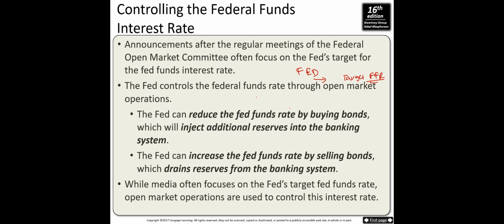Remember, by buying bonds, the Fed is injecting dollars into the banks, to the public. So the dollars are going out, and in return bonds, pieces of paper, are going to the Fed. If that happens, the banks do not need to borrow from each other, and therefore the federal funds rate goes down. So the Fed can reduce the federal funds rate by buying bonds, which injects additional reserves into the banking system. The Fed, on the other hand, can increase the federal funds rate by selling bonds, which drains reserves from the banking system.